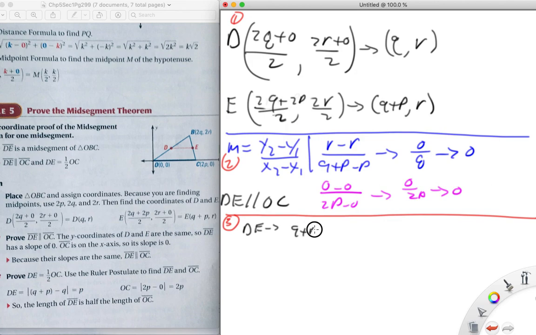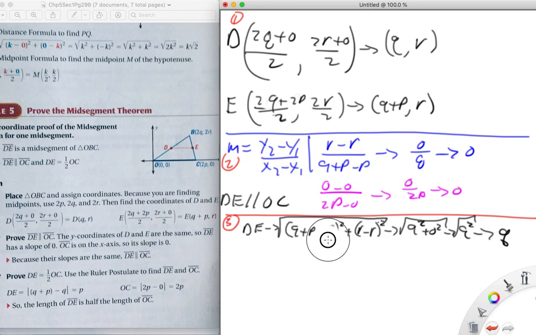it's going to be q plus p minus p squared plus r minus r squared. And remember, this turns into 0. That's why you can use the ruler postulate here for horizontal lines. So this is going to be q squared, because the p's cancel, plus 0 squared, square root, so that's the square root of q squared, which is q. So the distance is q. Or is it p? Oh, minus q. So it's actually p. I'm sorry. P squared. And this is p. Okay. So that's that guy.